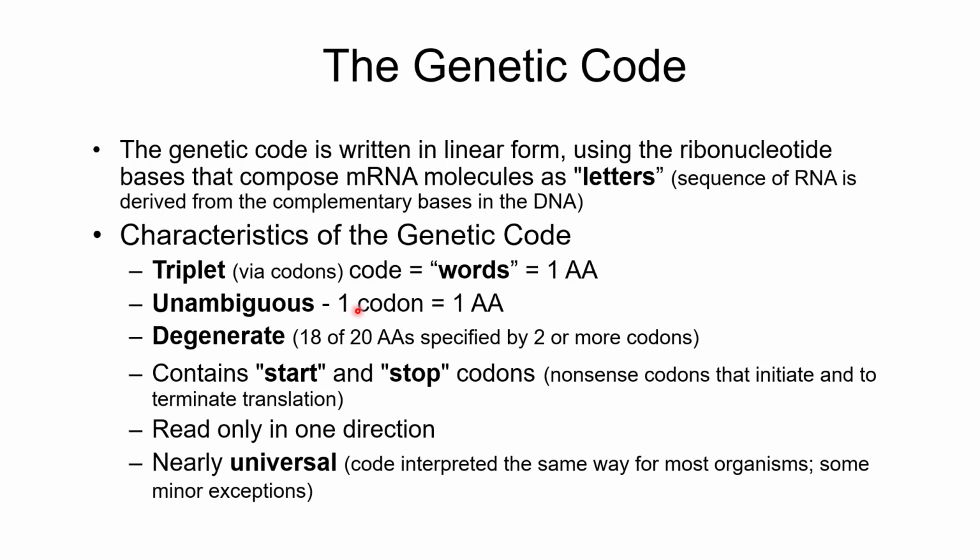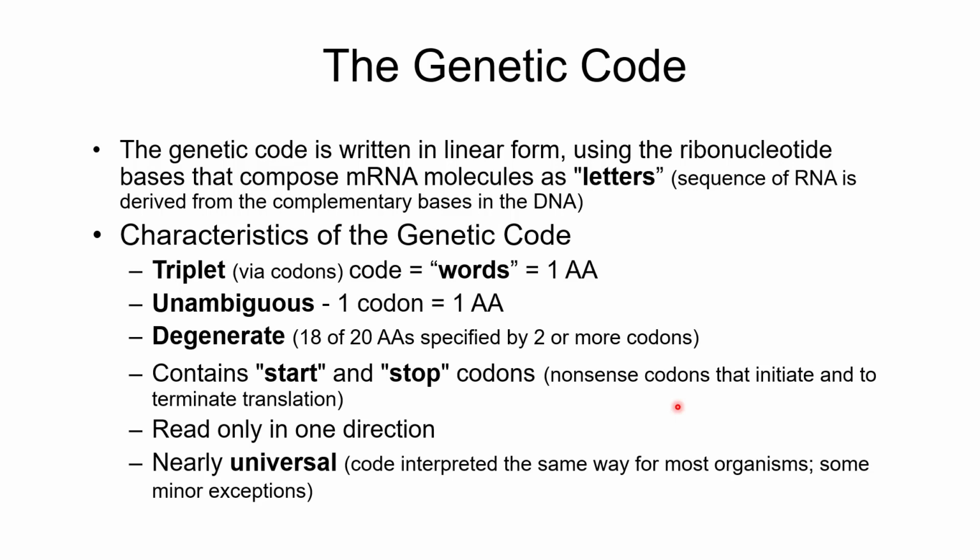That being said, our code is also degenerate. That means, of our 20 amino acids, 18 of them are specified by 2 or more codons. I'll show you that just in a second, the difference between degenerate and unambiguous. Additionally, our genetic code contains a start and a stop codon. So the start codon is a specific code, and it tells you this is where you start adding on amino acids. The stop codon is a nonsense codon where there are no amino acids that code for it, and so nothing gets added and we stop translation.